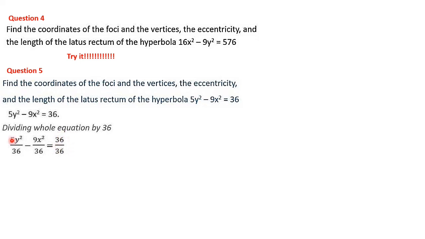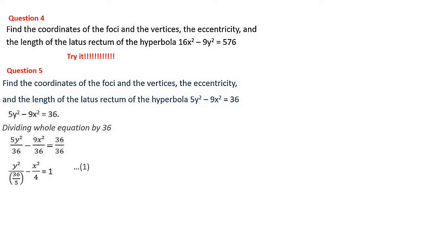But when we check the left hand side, the equation always comes like this: y squared by something, x squared by something. But here we have 5y squared minus 9x squared, and we don't want this 5 or this 9 here. What we can do is bring this 5 to the denominator's denominator. So y squared divided by 36 by 5, minus 9x squared divided by 36, which we write as x squared by 36 by 9. 36 by 9 is 4, equal to 36 by 36, which is 1.